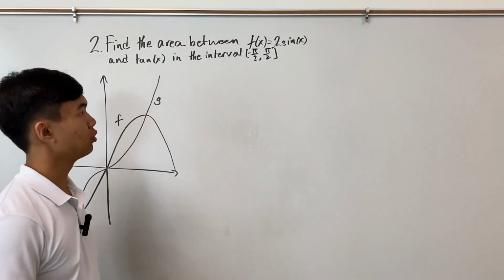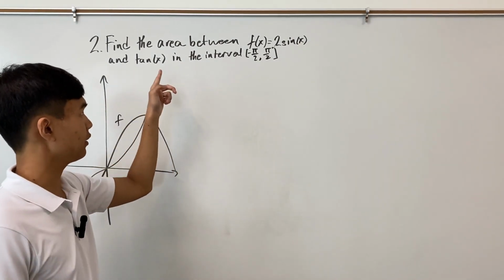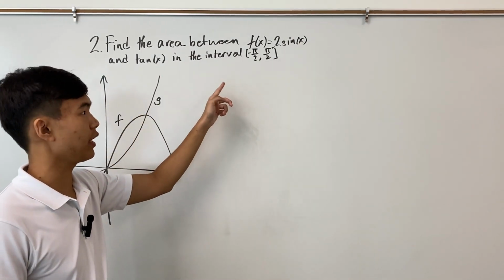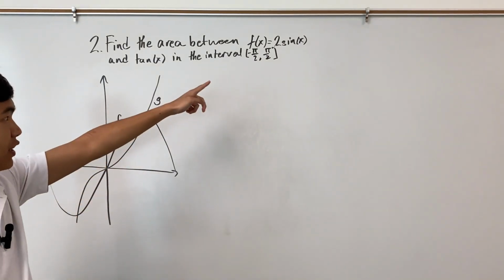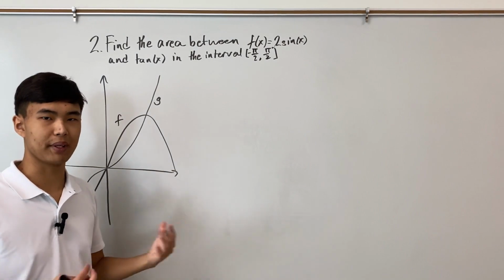And for the second example, we're going to find the area between 2 sine x and tangent x between negative pi over 2 and pi over 2. The reason for this domain restriction is because both sine and tangent are periodic or repeating functions.